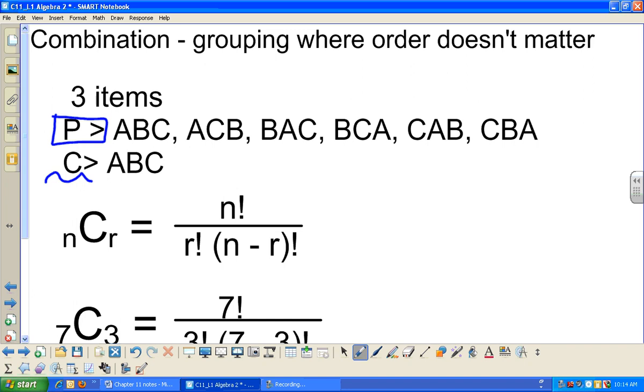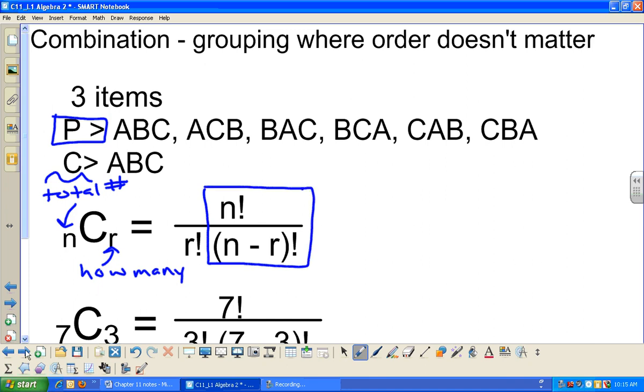Order does not matter. I still set it up the same way as permutation. This N still is the total number, and the R is how many you're choosing. So if you look, I still have what the permutation formula is. Now, to get rid of the other combinations for permutation, we also have to divide by R factorial.